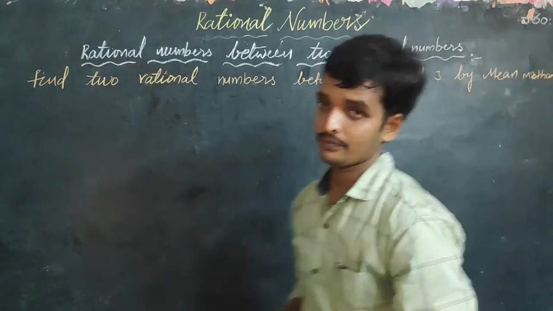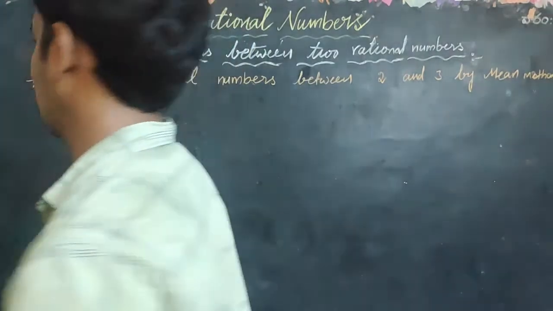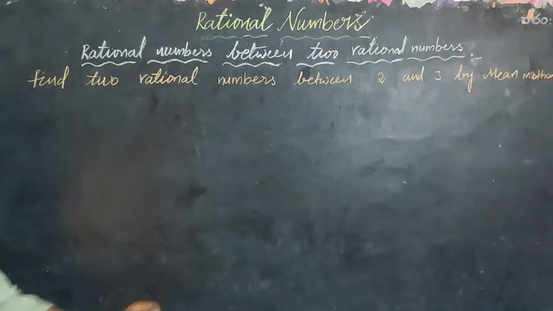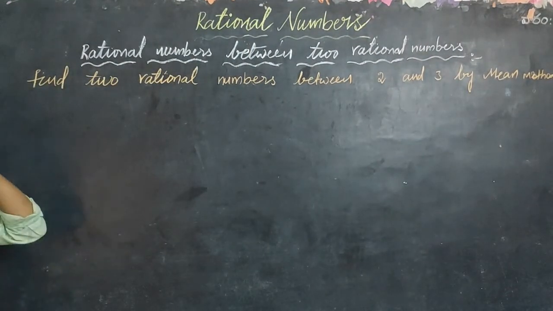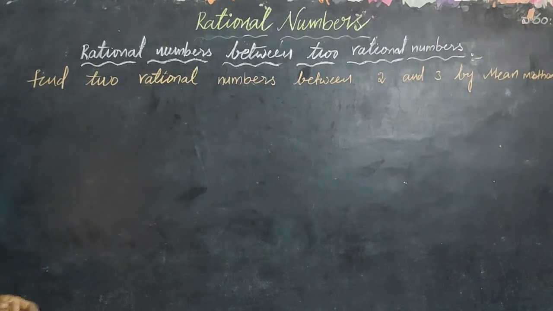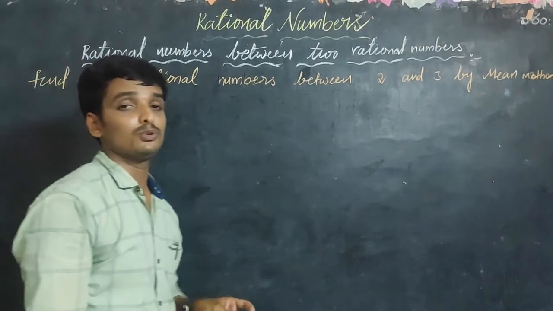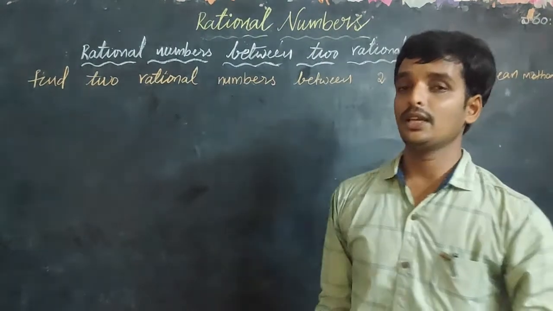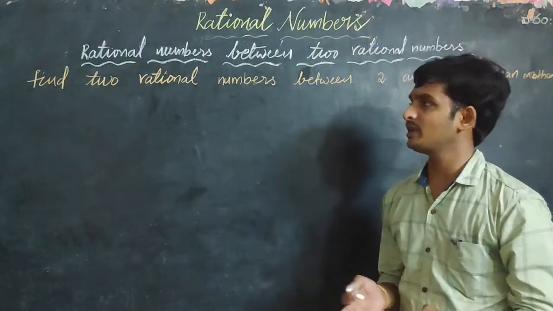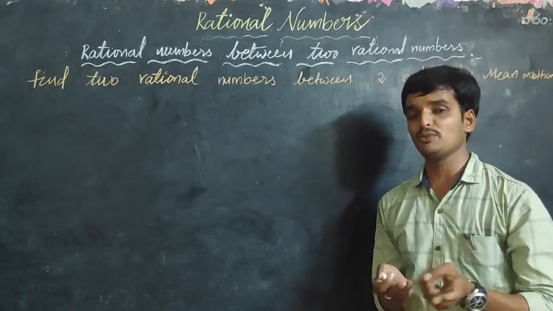This is the question. Find any two rational numbers between the numbers 2 and 3. There are infinite rational numbers between 2 and 3. So, we have to find any two between 2 and 3.